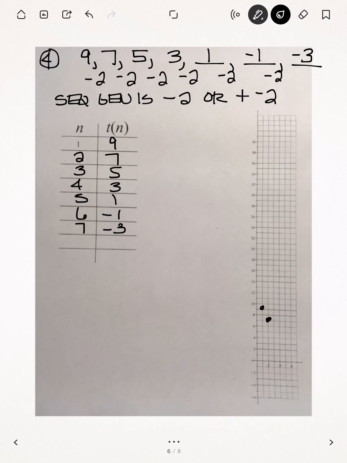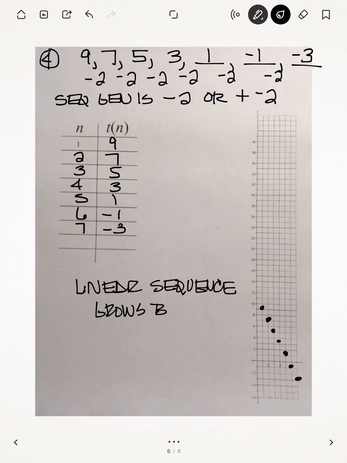I go over 3 up 5. Over 4 up 3. Over 5 up 1. And over 6 down 1, and over 7 down 3. You can see that this is a linear sequence. And that is because it grows by adding a -2 or subtracting 2.